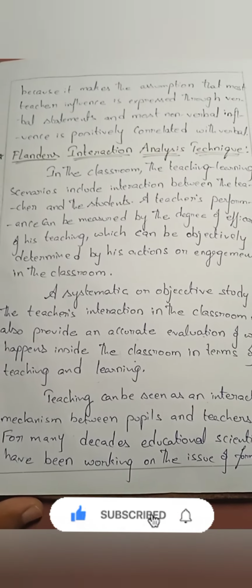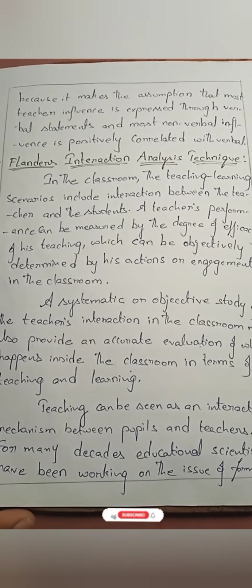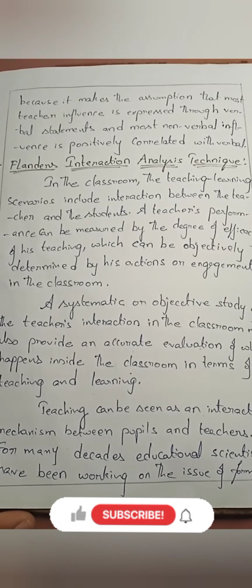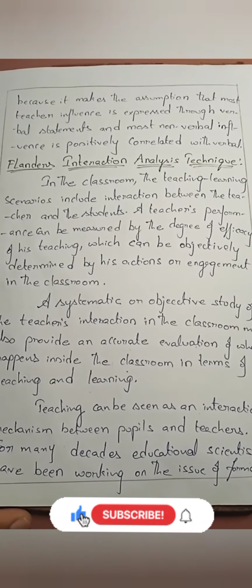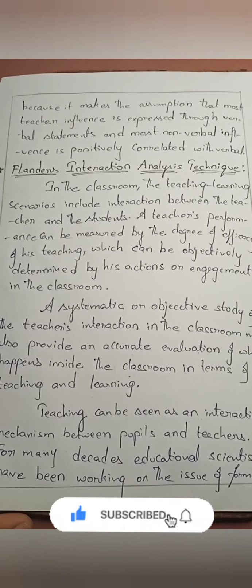In the classroom, the teaching-learning scenario includes interaction between the teacher and the student. A teacher's performance can be measured by the degree of efficiency of the teaching, which can be objectively defined by his actions or engagement in the classroom.